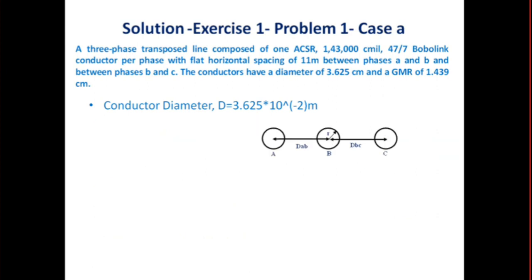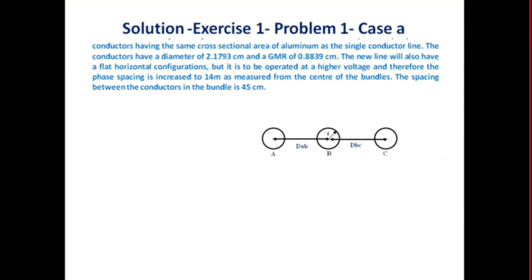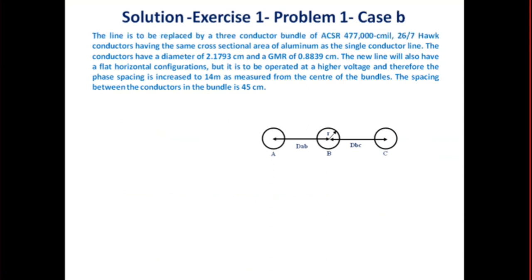Next, we shall move on to case B. What is case B? Here, the line is to be replaced by a 3-conductor bundle. In the previous case, we had a single conductor, but here this single conductor is being replaced by 3 bundled conductors of ACSR 477,000 circular mil 26/7 Hawk conductor, having the same cross-sectional area of aluminum as a single conductor.